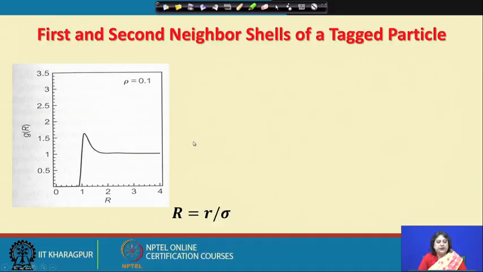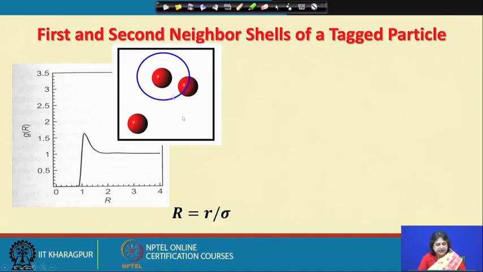So, this is where I have a very low density system, and when I look at the thin spherical shell around it, I find that maybe there will be one particle on an average within this spherical shell, whose center will fall within it. So, that is the presence of this particle on an average, indicated by this small peak in g of r.